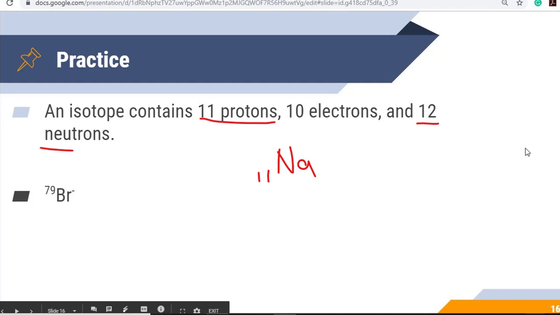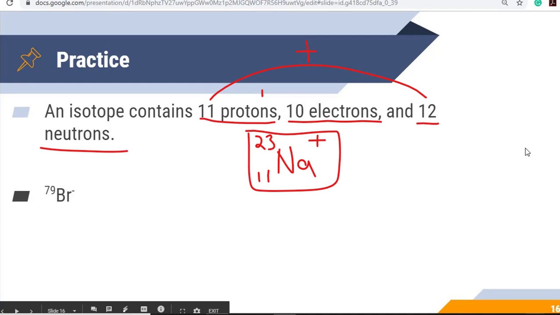We also have 12 neutrons. To get the mass number, we need to take 11 plus 12. The result of that is 23. And also notice we have 10 electrons. That indicates that we have one more positive charge than negative, so we put a plus sign in the top right-hand corner. That is how you would write that symbol.